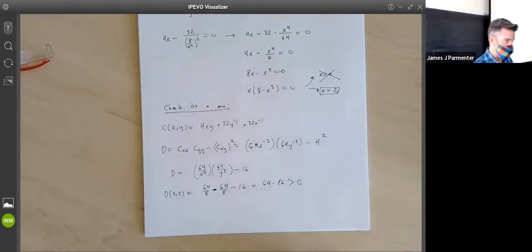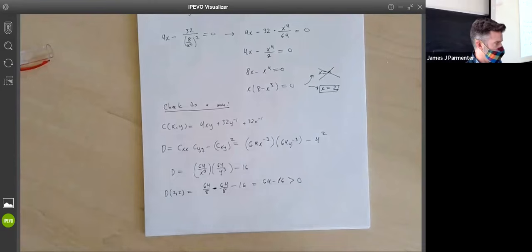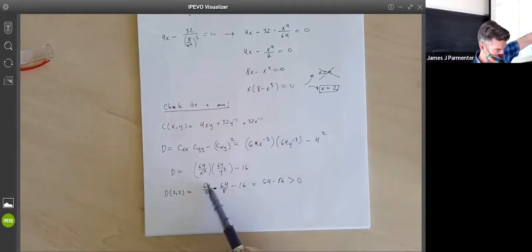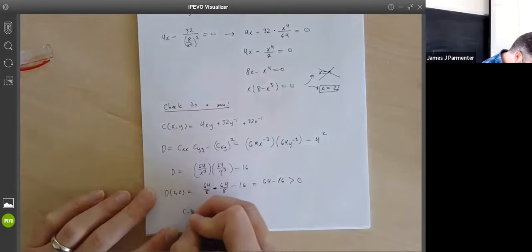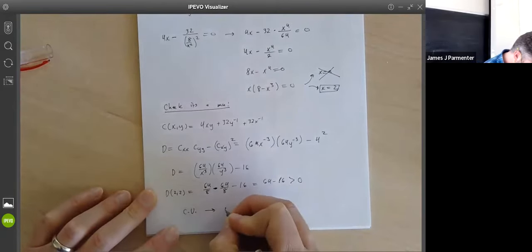Which way is my concavity? Is it concave up or concave down? Remember to look at the second derivative. Here's my second derivative right there, which is positive. So it's definitely concave up, which means we have a minimum. Maybe you thought I was asking a different question. So this is definitely concave up. So yes, we have a minimum.